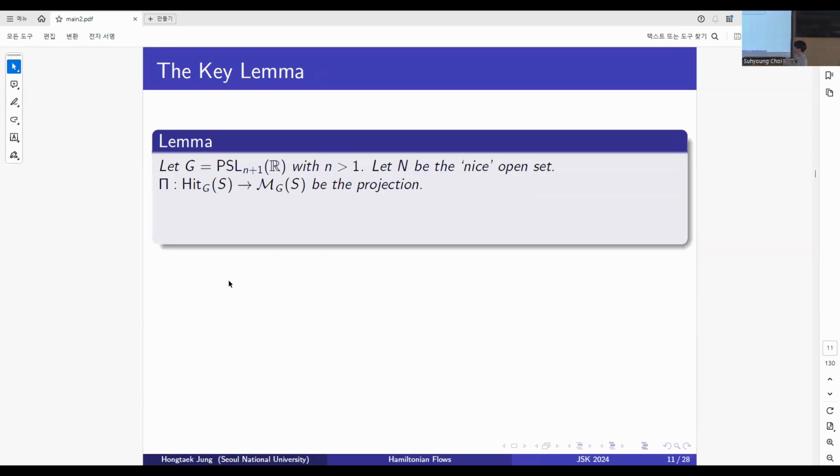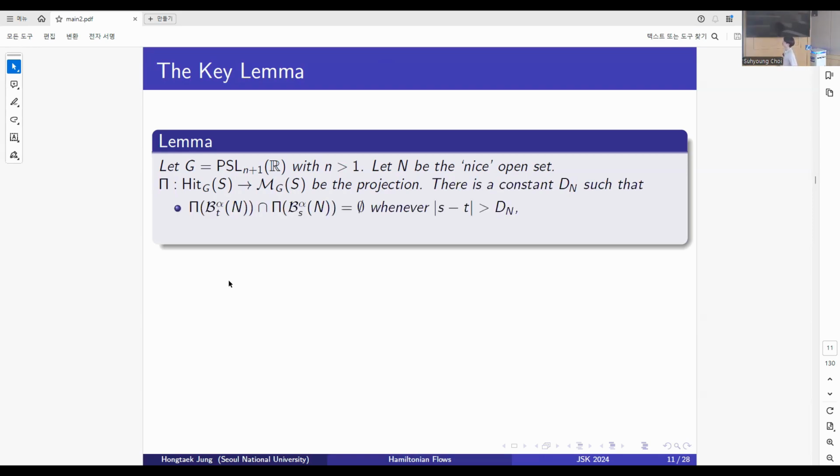So here's the key lemma. Again, I'm assuming that G is PSL(n+1,R) with n at least 2, the higher rank setting. Let N be the nice open set that we found a few slides ago, and as before, capital Pi is the projection map. There is a constant d depending only on our open set N, such that the following 2 conditions are satisfied.